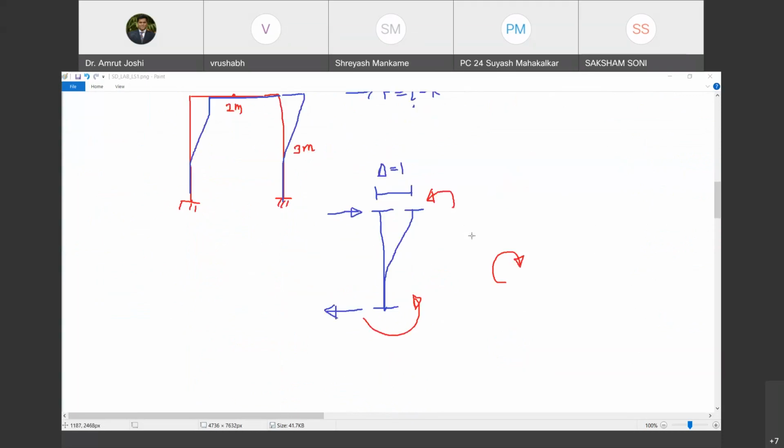Okay. So therefore, these are going to be the anti-clockwise reactions. And now can you tell me the formula, we have already derived this in your structural analysis one. How much is this moment? So all of you will remember that it is 6 EI delta upon L square, where L is 3 in this case. Do you remember this formula? It is 6 EI delta upon L square. Type your response in chat box.